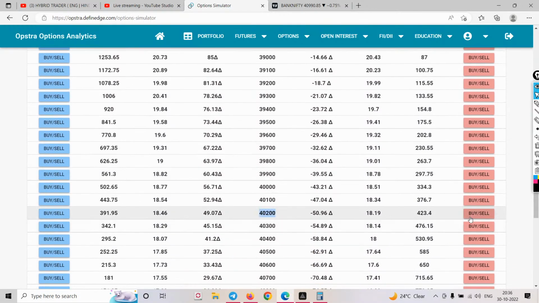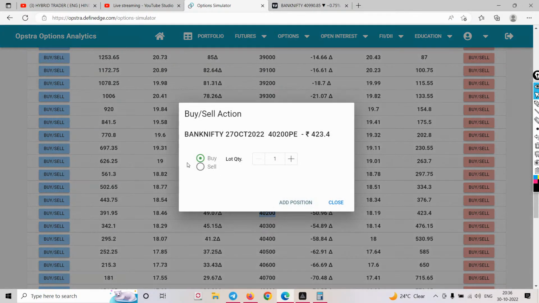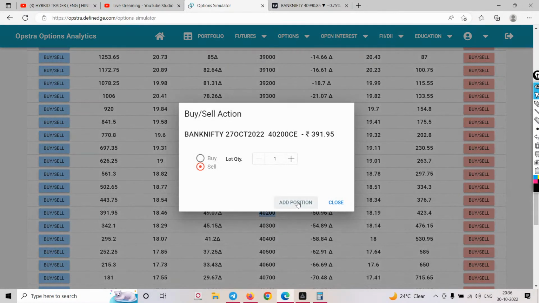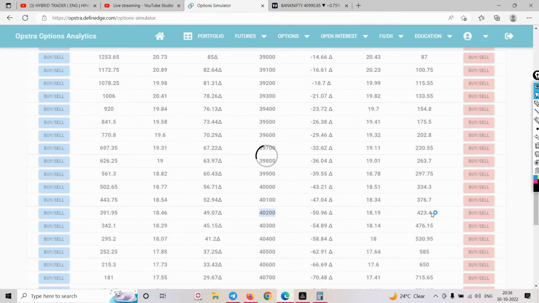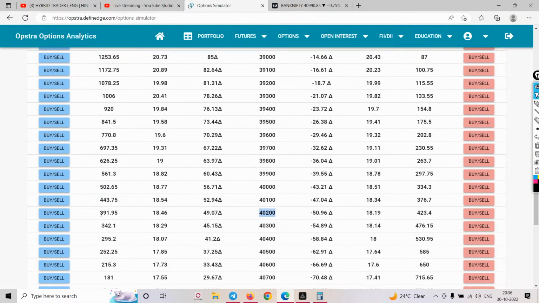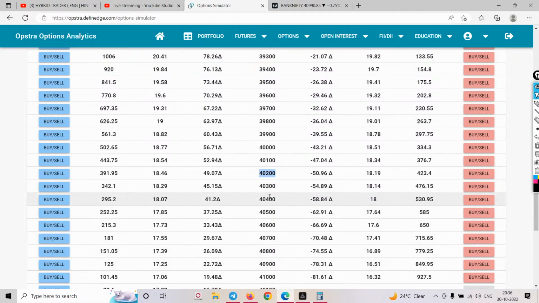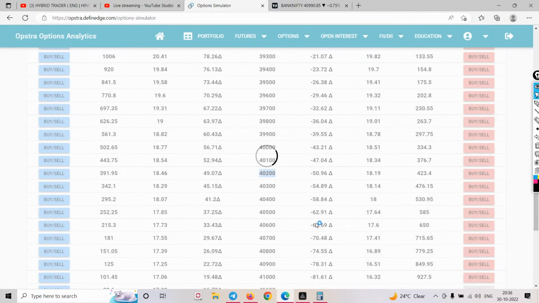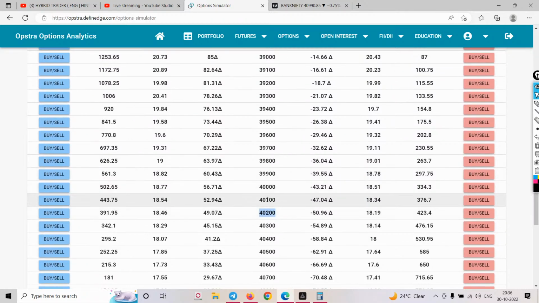All right, so I'll go for this one, sell. We all know, right? I'll go for 391, sell. Okay, so what premium did I get? I got almost 423 and 391 net. I got 800 rupees, so I'll go for 800 rupees buy. Yeah, 41,000 buy. And then I'll go for 800 points on the put side as well.